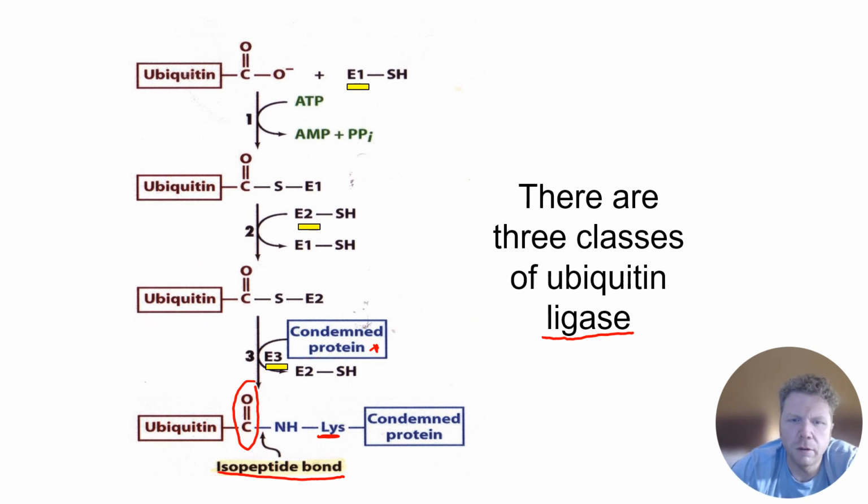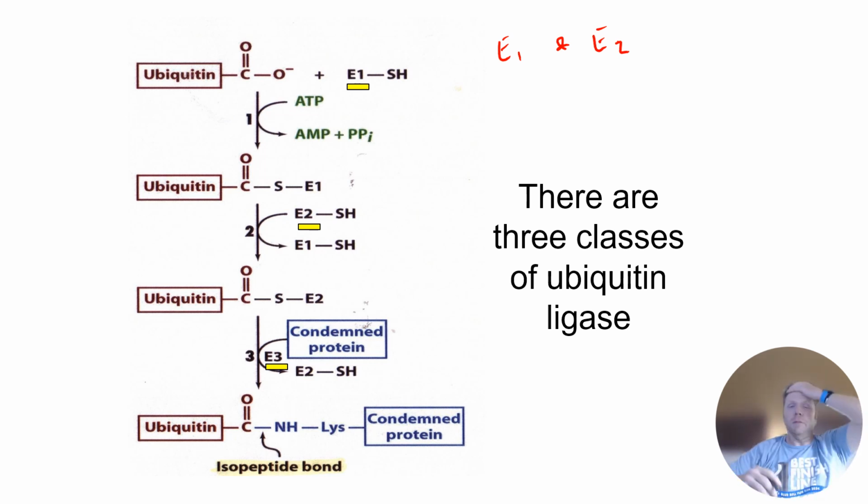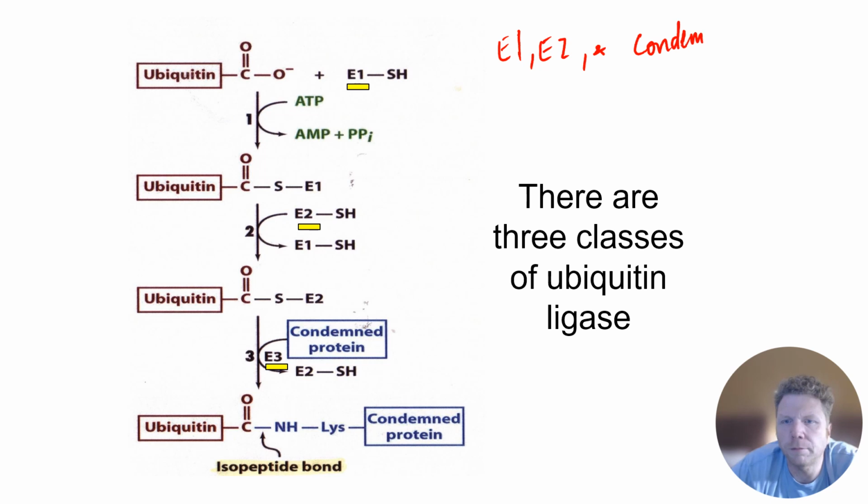Now, what I want to make clear here are a couple of things. Of all of the ubiquitin ligases involved in this, E1 and E2 at some point have a ubiquitin, or they have been ubiquitinated, but they're more or less carriers of ubiquitin. Our condemned protein is also something that's been ubiquitinated. So you could say E1, E2, and our condemned protein all get ubiquitinated.